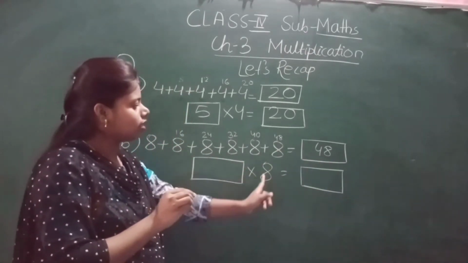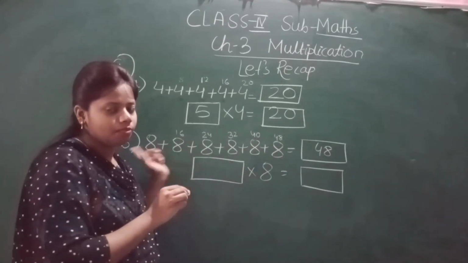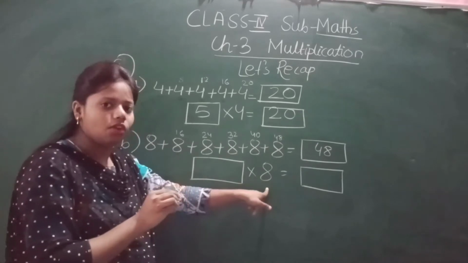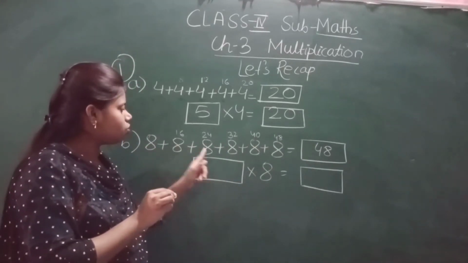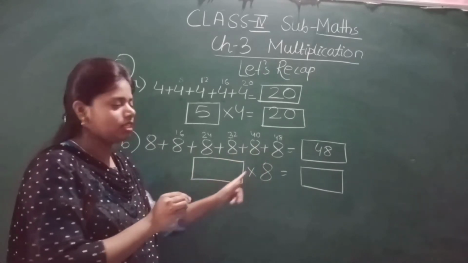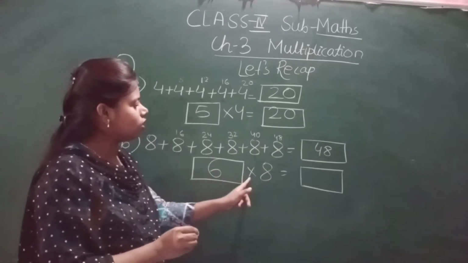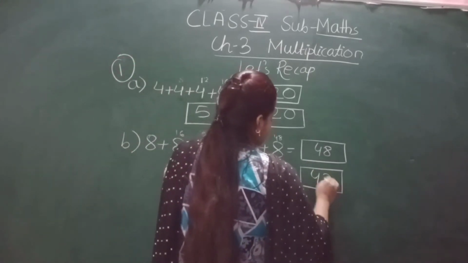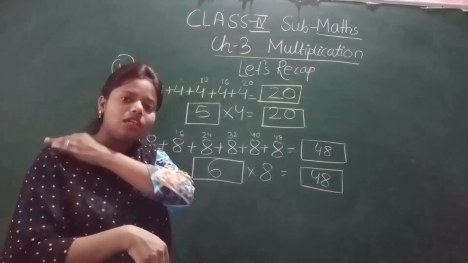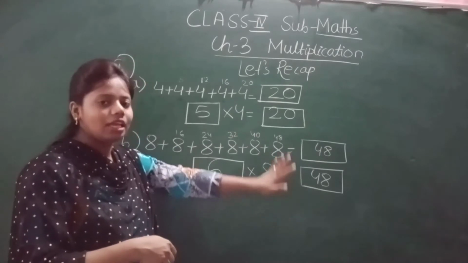See, these are all 8. That is why 8 is written. These are common. Can you see? 8 is the same. That is why they have taken one common. Now see here. How many 8s are there? 1, 2, 3, 4, 5, 6. How much is there? 6. So we write here 6. Now let's multiply 6 into 8. 6 8s are 48. So we got the same answer. And we have filled the boxes easily.